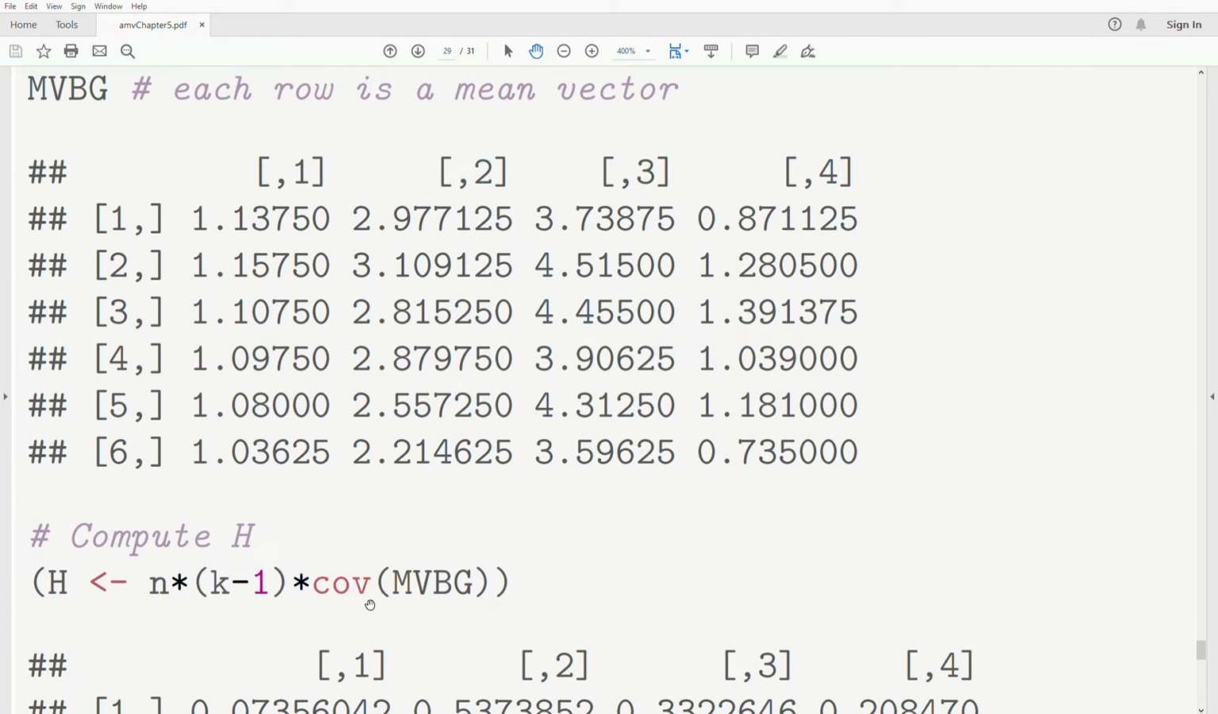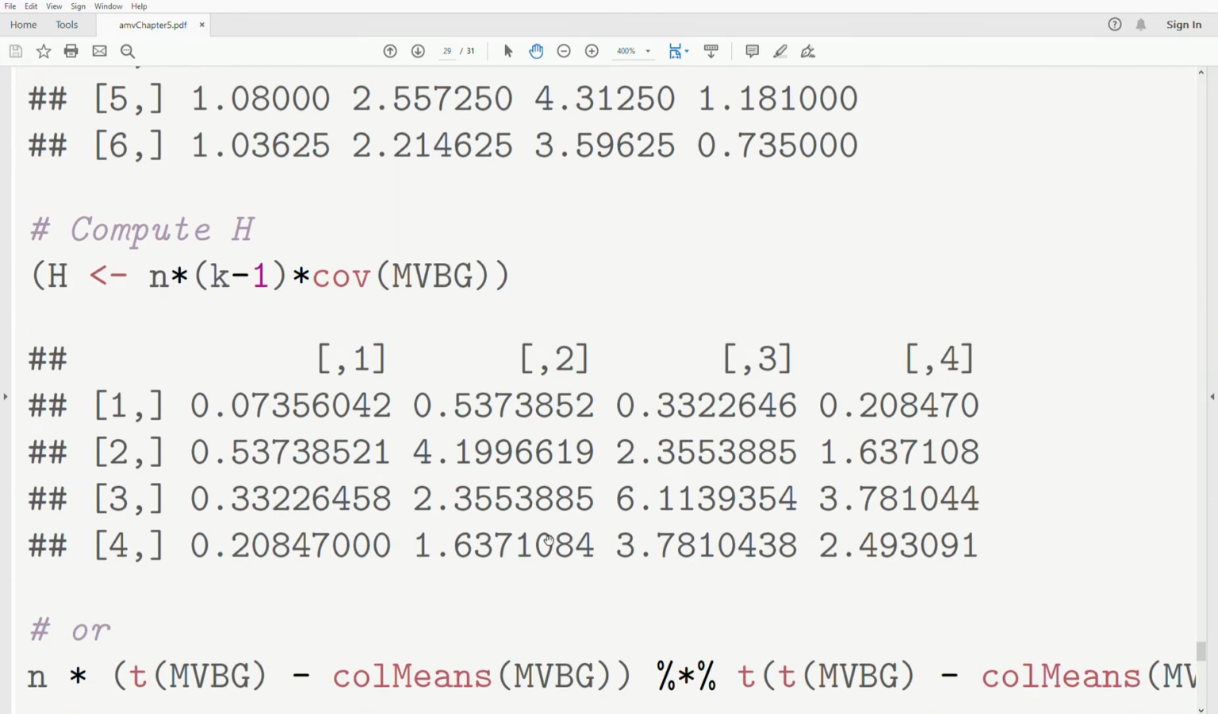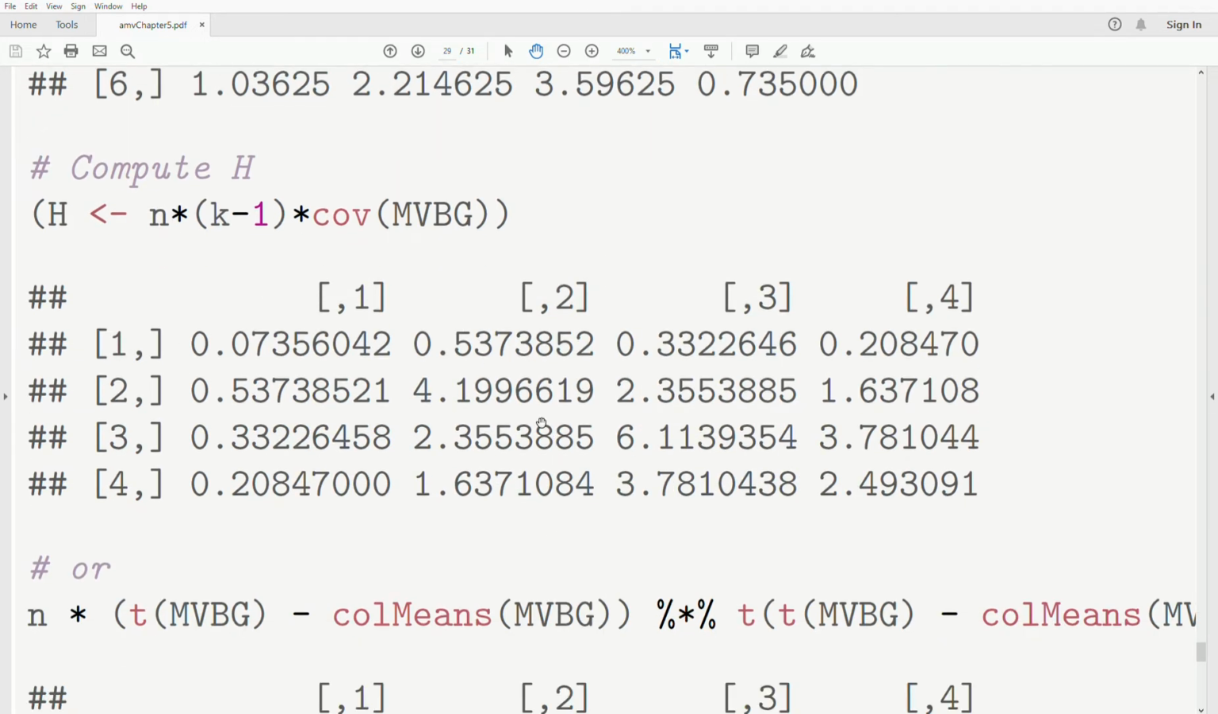And the covariance divides by how many groups there are, and there are 6 groups. And so you have to multiply it times k minus 1 to get rid of that, and then take it times n. That's our H. And this is it, and it agrees with what we have in the example above.